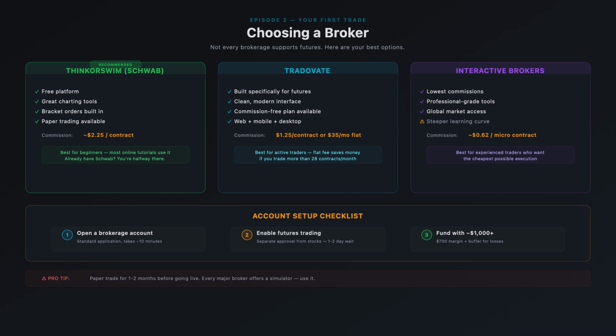For your first trade, I'd recommend Thinkorswim. It's the easiest to get started with, and most tutorials you'll find online use it. Once you've picked a broker, you need to do 3 things: open an account, apply for futures trading approval, which is separate from stock trading, and fund your account with at least $1,500 to cover margin plus some buffer.